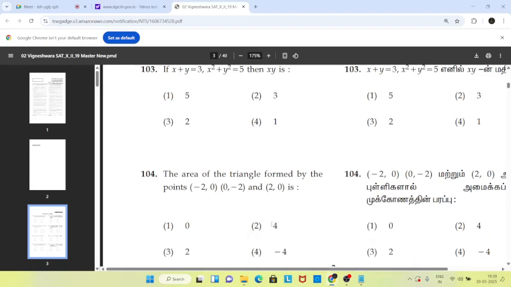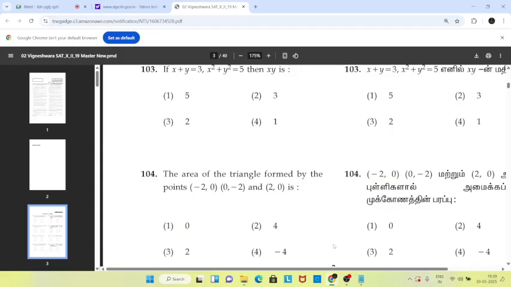Is there any other method? Yes, sir. Tell me, what method is this? Formula method, sir. Half into x1, x2, x3, y1, y2, y3. You can put it in that also. Where is x3? There is no x3 here.